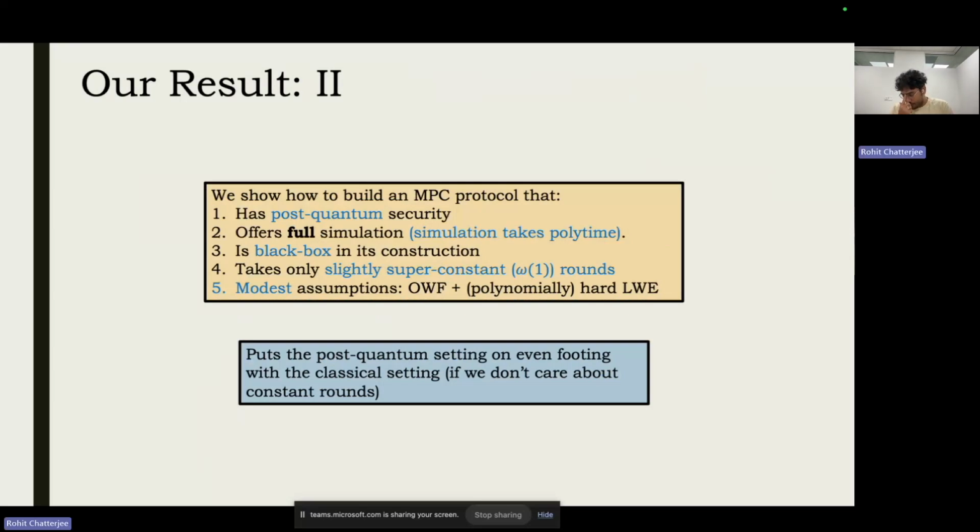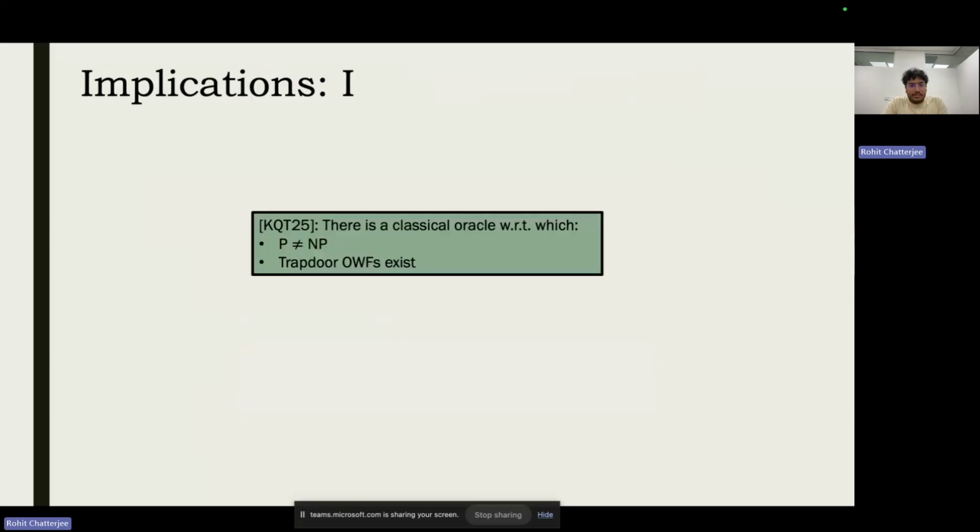Okay, cool. So the first implication I wanted to highlight is this result by Kretschmer, Qian, and Avishay Tal from 2025. They are building on this existing pipeline of works, which construct oracle separations that show you things in microcrypt essentially. They managed to construct a classical oracle with respect to which P is not equal to NP, but still somehow you have trapdoor one-way functions, I think in the standard sense, which is very, very interesting.